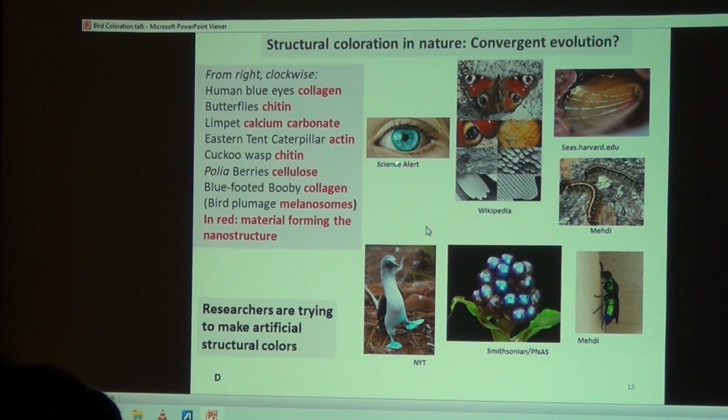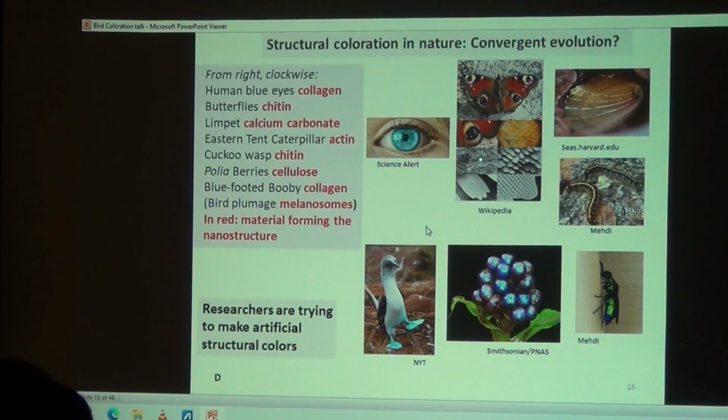And this is the color that's very likely present in this room. Blue eye coloration is a structural color. And it's due not to melanosomes. None of these are actually based on melanosome nanostructure. It's based on a protein called collagen that makes the nanostructures in the iris and causes the blue color.